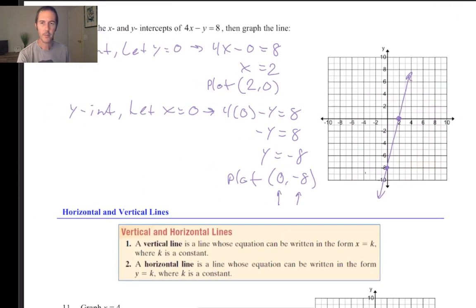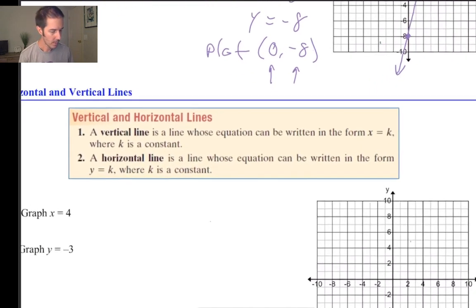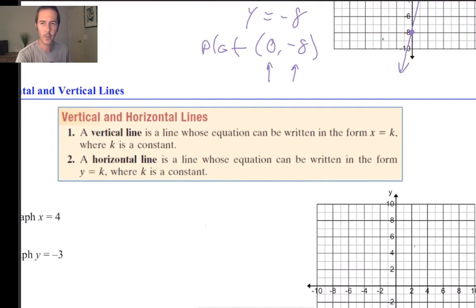So far, all the lines we've looked at have been diagonal lines. Is it possible to write an equation for a horizontal or a vertical line? Absolutely. The equations for those are kind of unique looking, however.